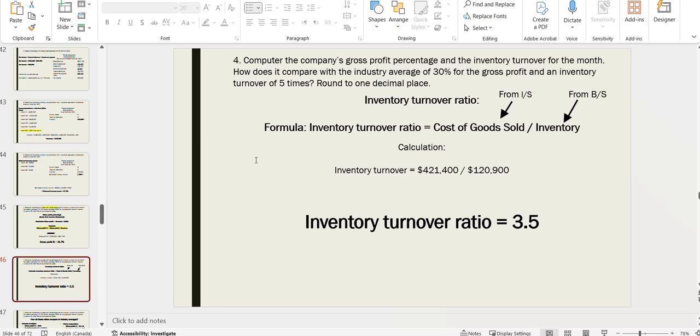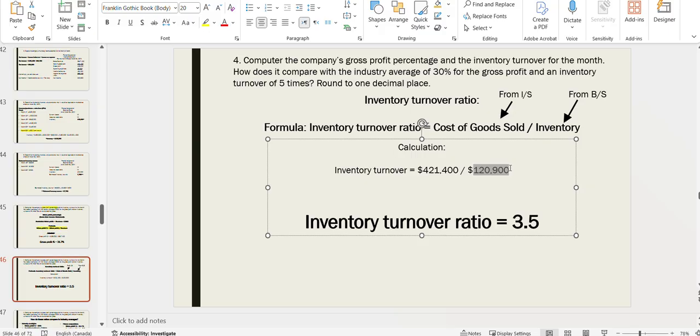And here we need to calculate our inventory turnover ratio. Inventory turnover ratio is calculated by dividing cost of goods sold by inventory. When you do this using numbers, you have an inventory turnover ratio of 3.5. Don't forget, we have the ending amount of our inventory used in this formula. So it is 3.5.